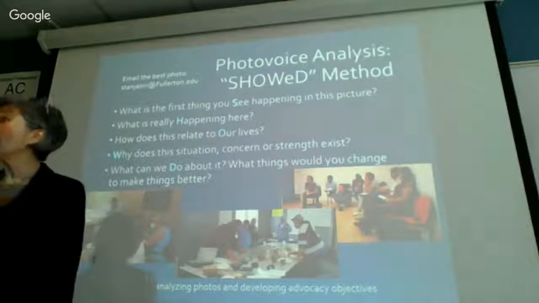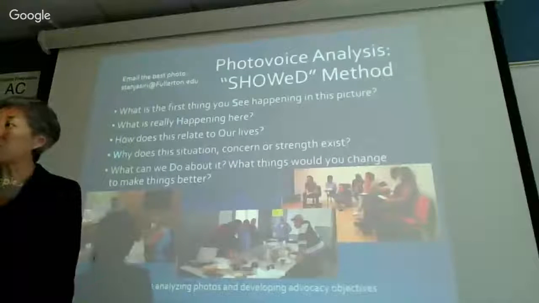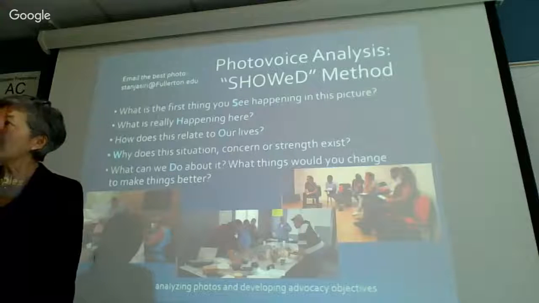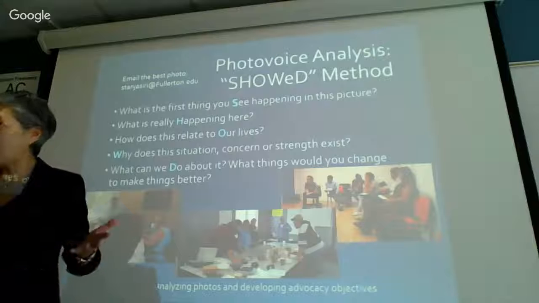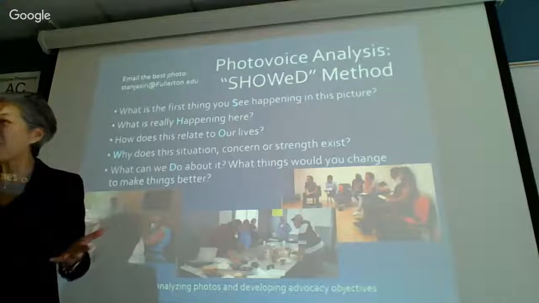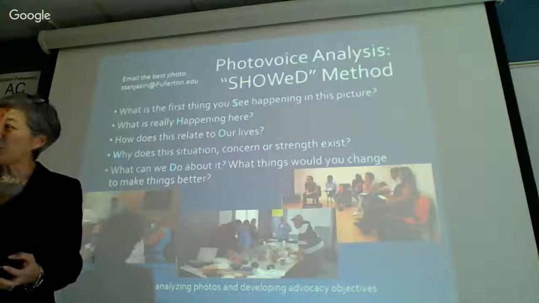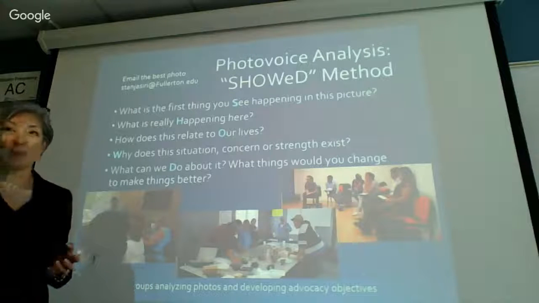And this is done in a group. So groups get together, they pick what they think is the most representative picture based on whatever criteria they have. And they together go through and answer the following questions about each picture.